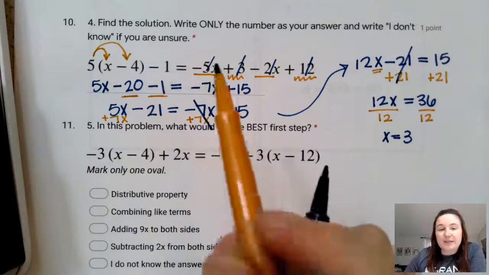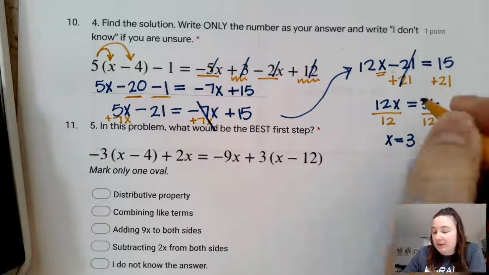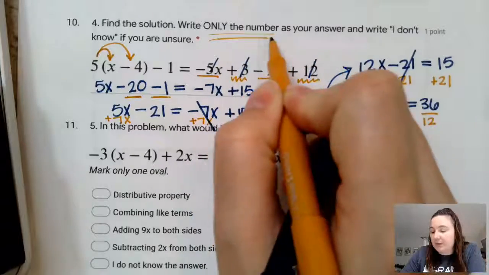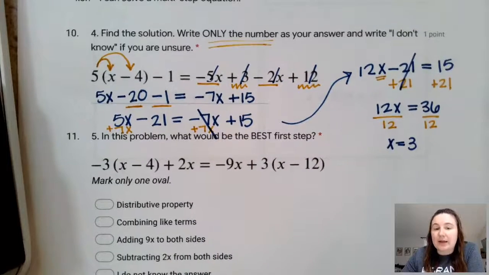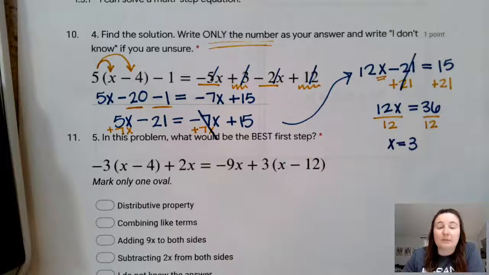So you should have typed in here just a 3 because I asked only the number as your answer. So if you accidentally typed x equals 3, it may have marked it wrong, but we're going to go through all of them as well so we can change those ones. But you should get 3 as your answer.